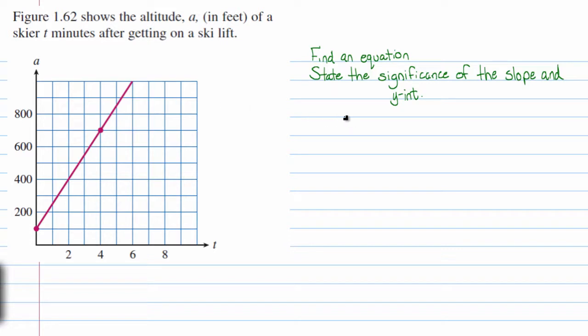One of the points is 0, 100. The other point is 4, 700. That was actually the point that I just mentioned. So let's go ahead and find the slope.